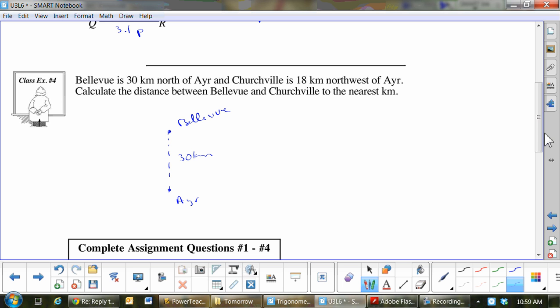And then Churchville is 18 kilometers northwest. Okay, never eat soggy wiener, so over at west. Northwest would be like up here. Okay, and that's Churchville. Okay, and that's 18. It says calculate the distance between Churchville and Bellevue. Okay, so this is my unknown. Now what sucks about this one is we don't have an angle at all, and we don't have a side.